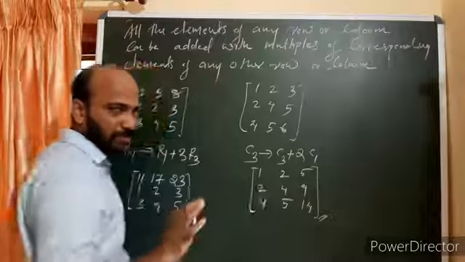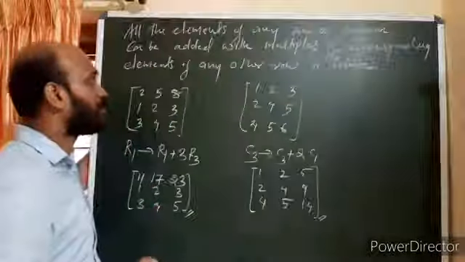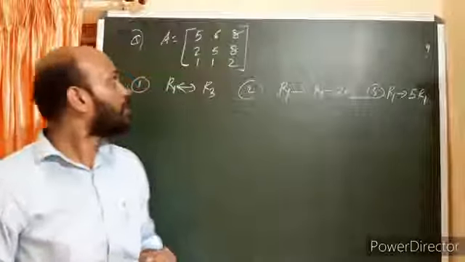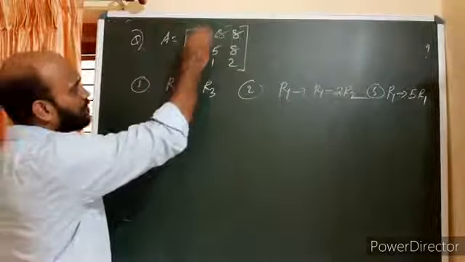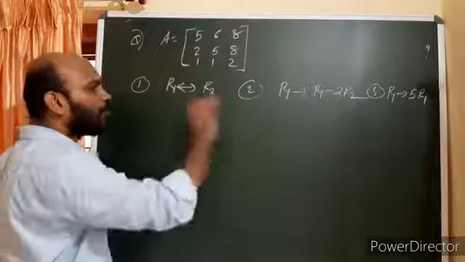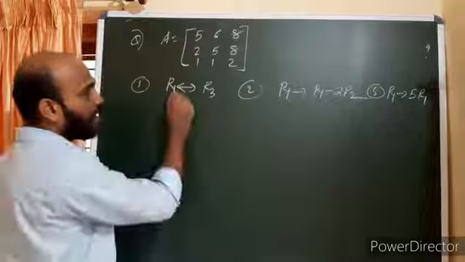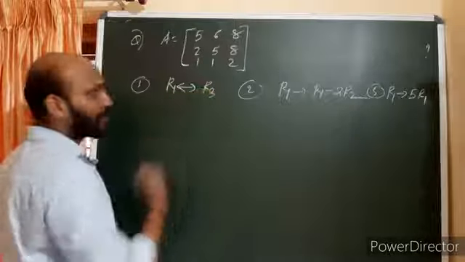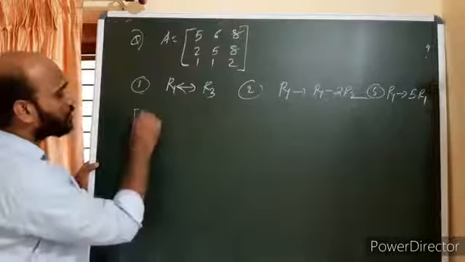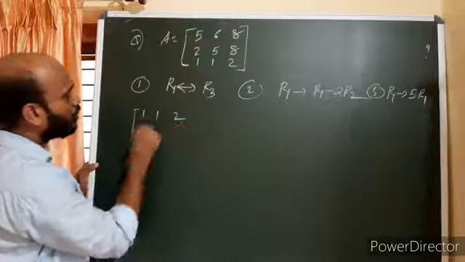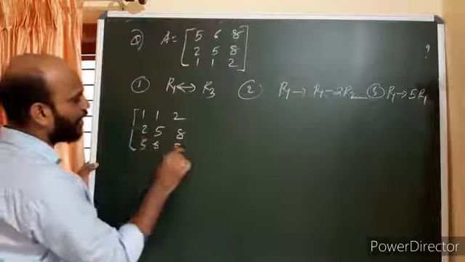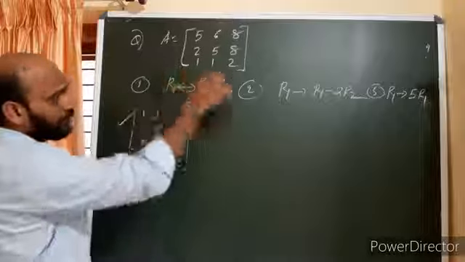This is the most important property among the 3 properties. By doing some problems, we can make the rules thorough. Okay. So let A equal to matrix 5, 6, 8, 2, 5, 8, 1, 1, 2. Apply the following rules. First one, R1 interchange with R3. So you have to just interchange R1 and R3. So R1 will be 1, 1, 2. R2 will be same, right? And R3, 5, 6, 8 you will get. This is the answer for first rule.